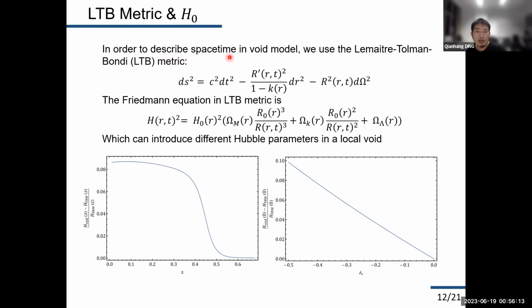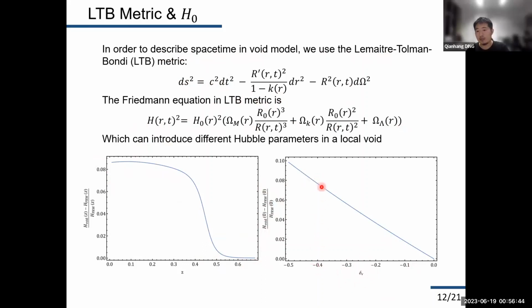In order to describe the void model, we use the Lemaître-Tolman-Bondi metric, which is used to describe inhomogeneous but isotropic spacetime. Then we can solve the Friedmann equation. Then we find that the Hubble parameter inside the local void is larger than the Hubble parameter outside the void, and the Hubble parameter difference is controlled by the void depth.